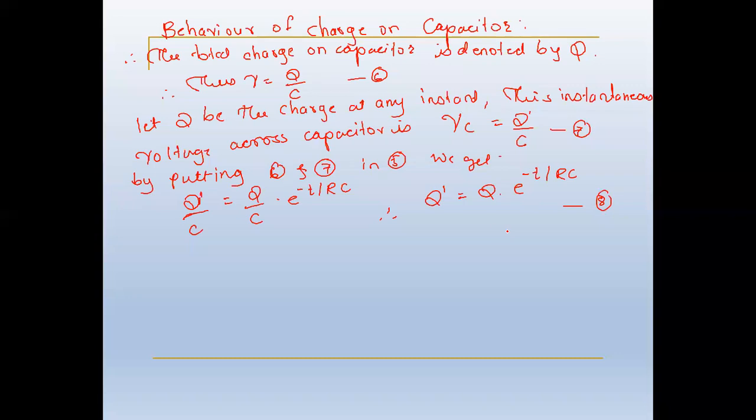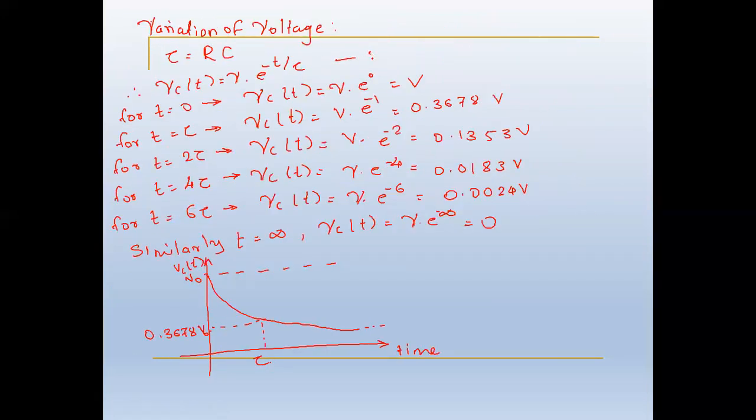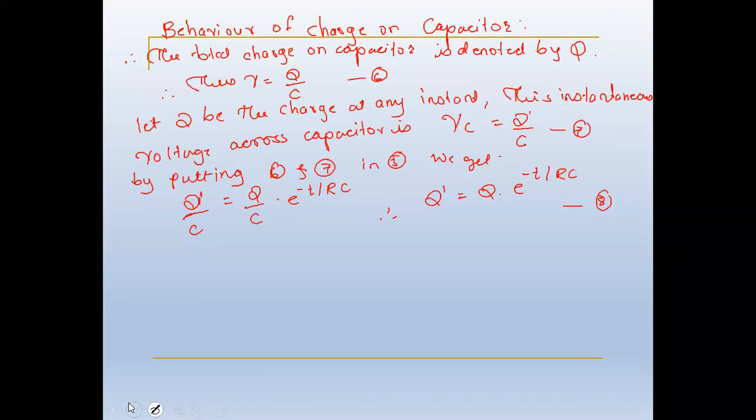If we compare the equation number 5 and 8, what is our equation number 5? I need to write it. Okay, where is it? This is equation 4, and this one we have called as 5. So if we compare these equations, we can conclude that the behavior of charge on the capacitor is similar to the variation of voltage across the capacitor.